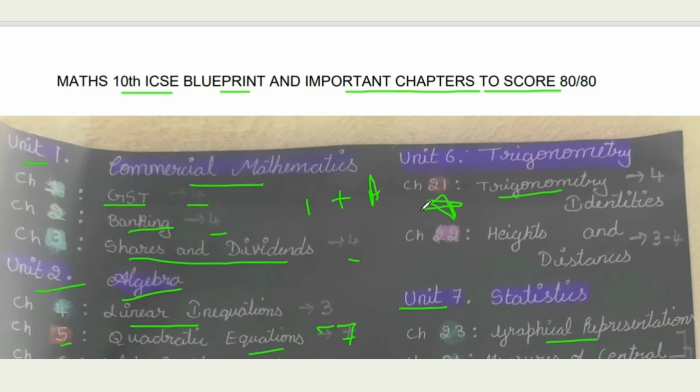I have put a star to specify that it is the most important chapter, and it gains 4 marks. Last time trigonometry was given in part A, but this time I guess it may be in part B also. So it is compulsory, or you could leave it in choice, it's your wish, but trigonometry is an important chapter, and trigonometry is also about formulas. So if you know the formulas, you could do the trigonometry chapter.